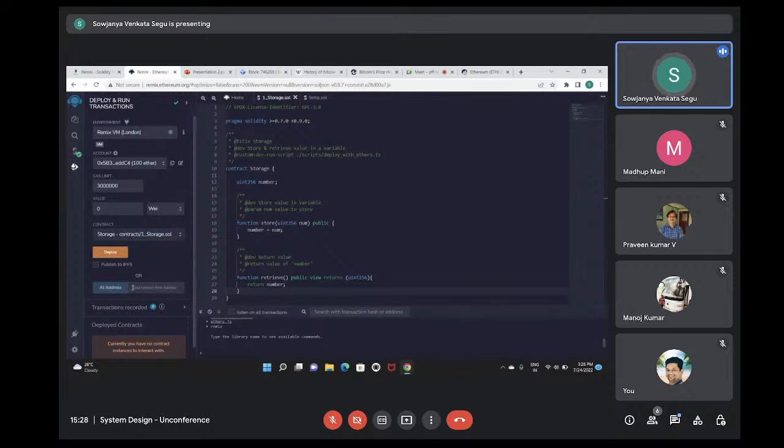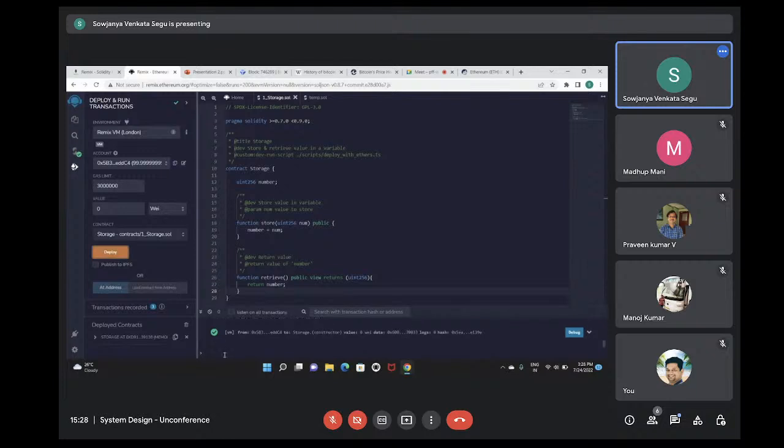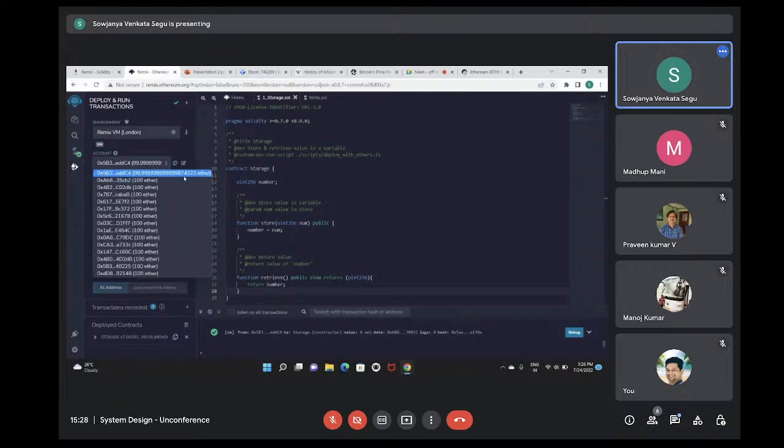Now I'm in the deploy window, selected the local JavaScript, local blockchain. In the contract I selected, I'm deploying it. When I deployed, if you observe, my account had earlier 100 ethers, now it is reduced.